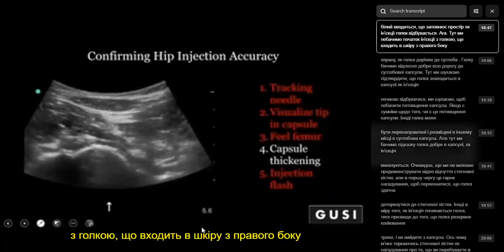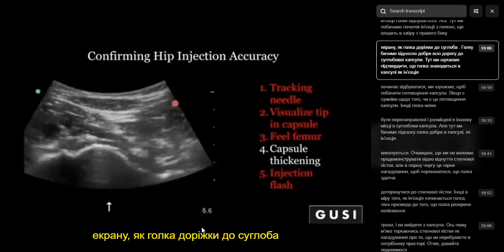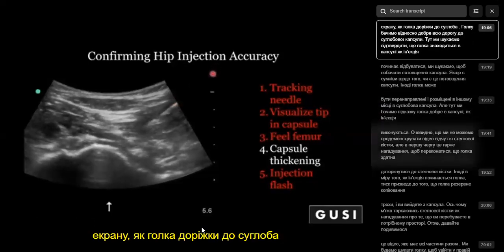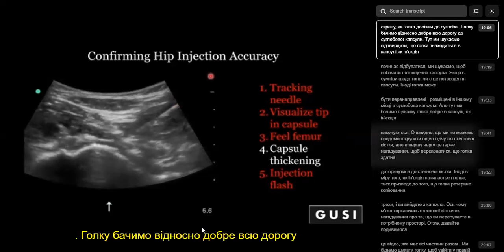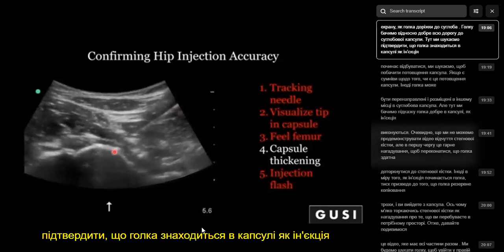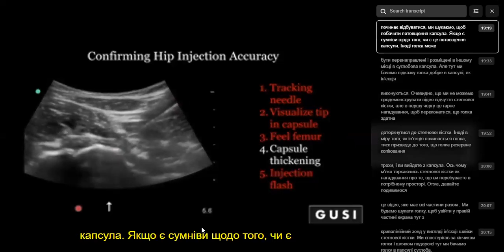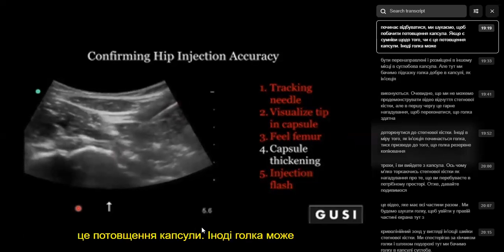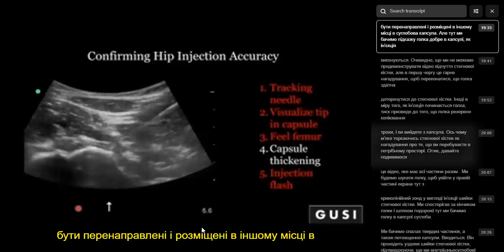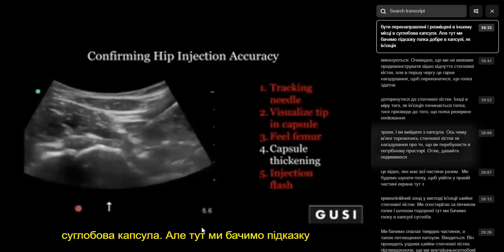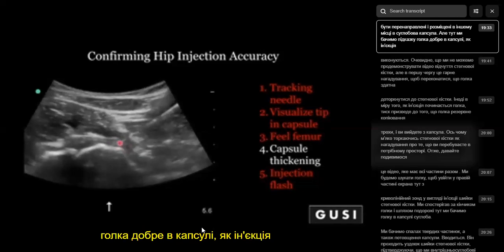Here we'll see an injection starting with the needle entering the skin on the right side of the screen. As the needle tracks towards the joint, we see the needle relatively well all the way to the joint capsule. Here we're looking to confirm the needle is in the capsule. As the injection starts to occur, we're looking to see thickening of the capsule. If there's any doubt about whether there is thickening of the capsule, sometimes the needle can be redirected and placed in a different spot in the joint capsule. But here we see the tip of the needle well in the capsule as the injection is being performed.